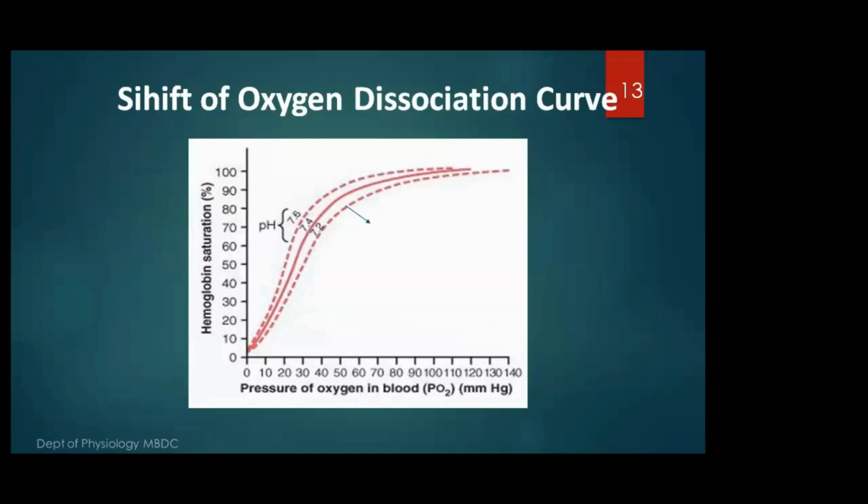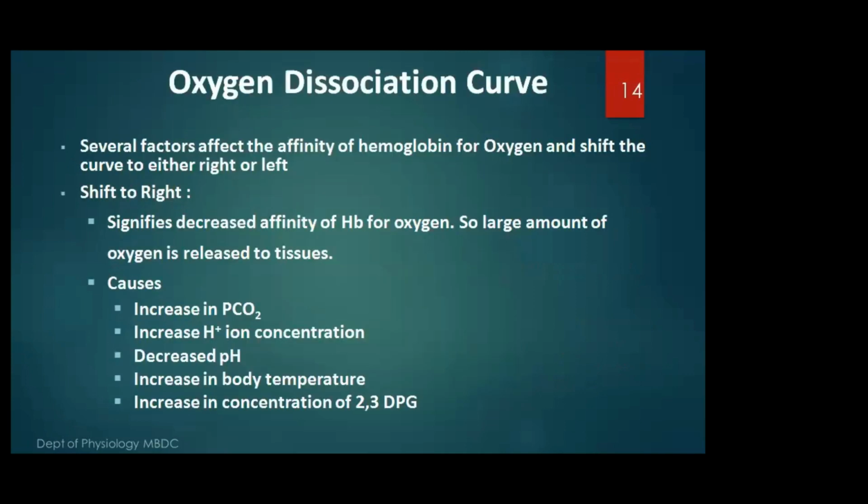Shift of oxygen dissociation curve. The oxygen dissociation curve can be shifted to right or left depending upon many factors. Several factors affect the affinity of hemoglobin for oxygen and shift the curve to either right or left.